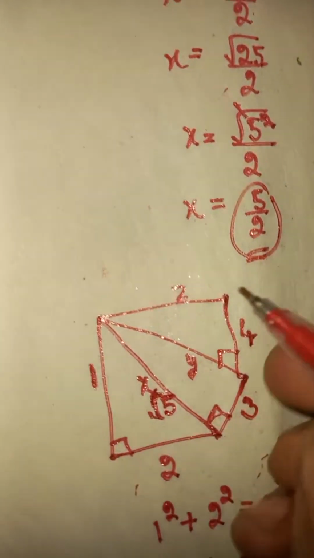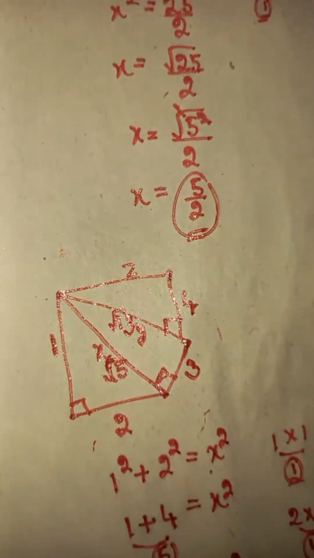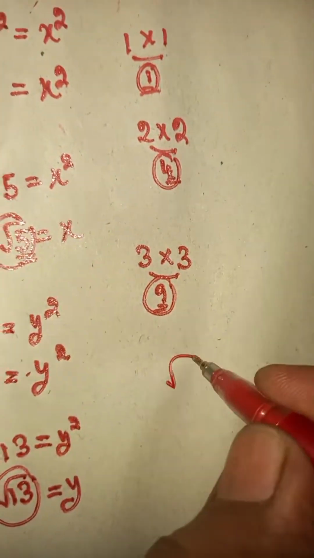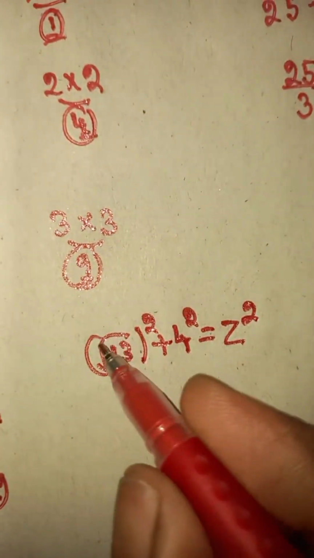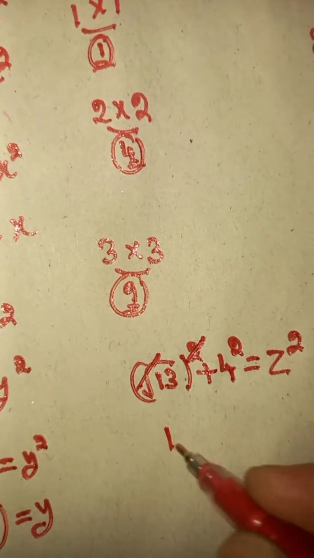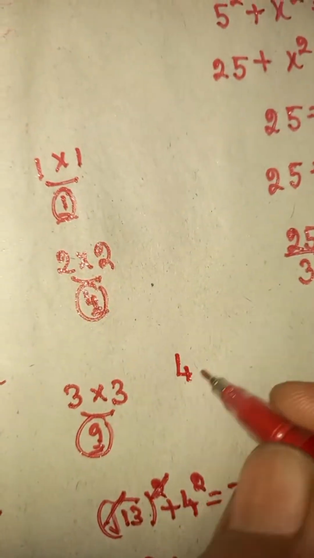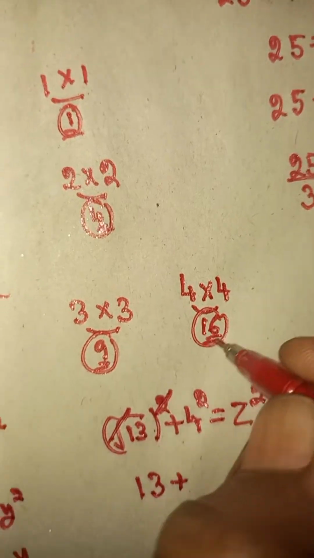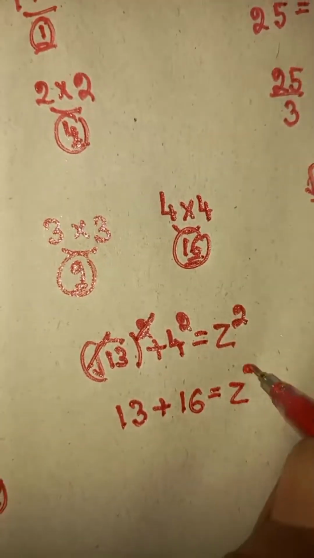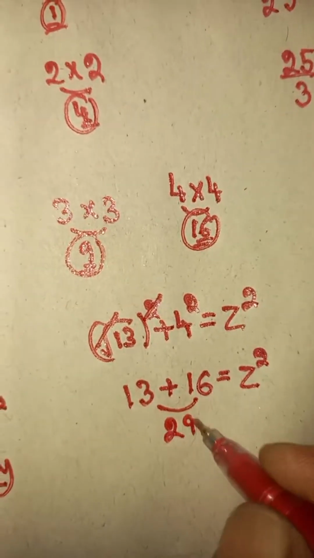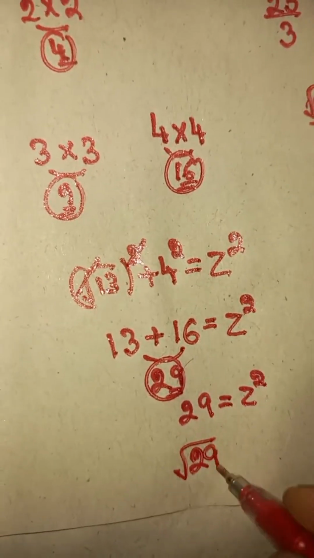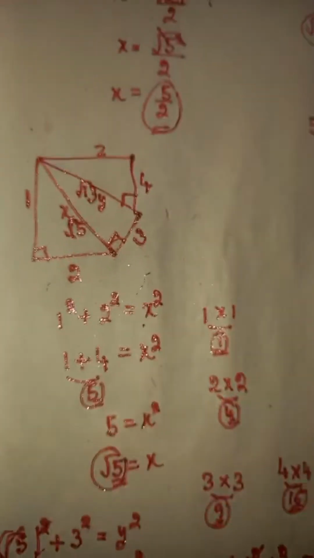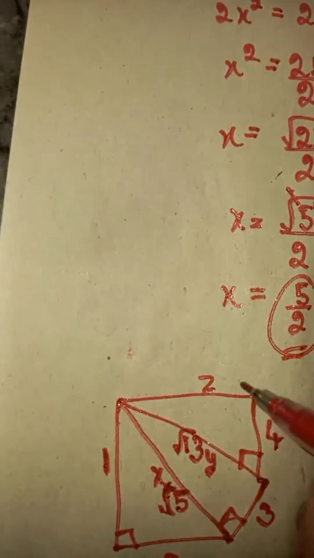Now the y value is root of 13. Here root of 13, 4. So you can do that one. Root 13 square plus 4 square equals z square. Root 13 square means square and root cancel out. 13 remains. 4 square means 4 times 4, which is 16. So 13 plus 16 equals z square. 13 plus 16 means 29. 29 equals z square. The square goes to this side. Root of 29 equals z. So the z value is root of 29.